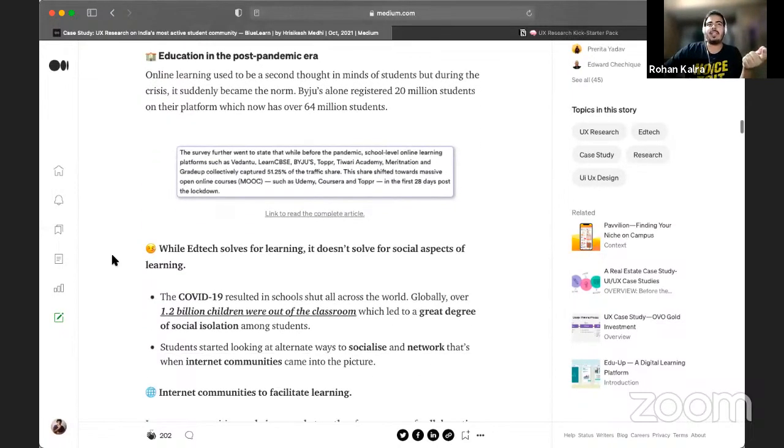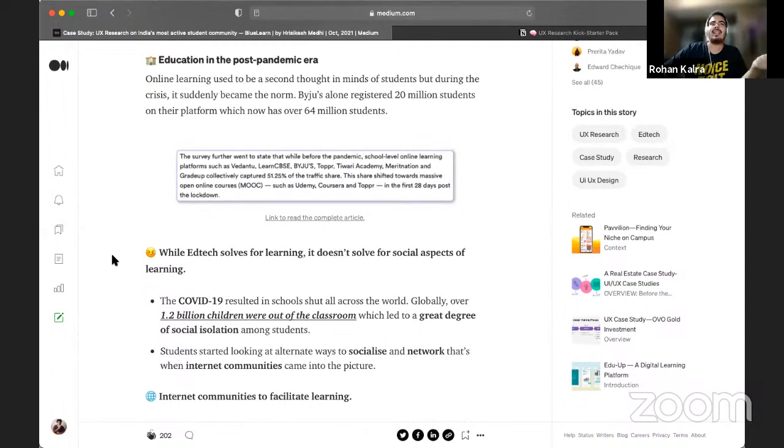So the first thing of secondary research: BlueLearn is in the edtech space. So we wanted to understand education in the post-pandemic era, right? We remember pre-pandemic, pre-lockdown, online learning was sort of a secondary thing. We were never taking it too seriously. It was not the norm. But during the pandemic, it became the norm because your college and school classes also shifted online, and you also wanted to explore new things, new skills.